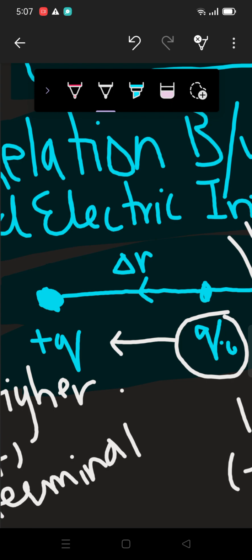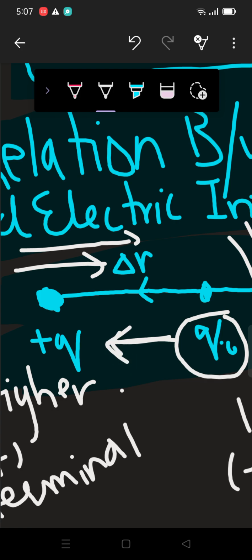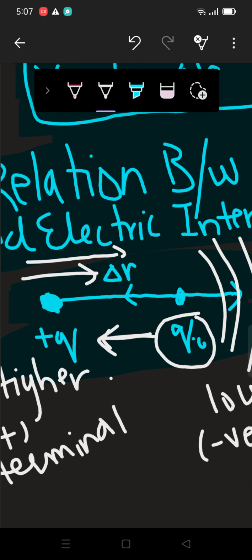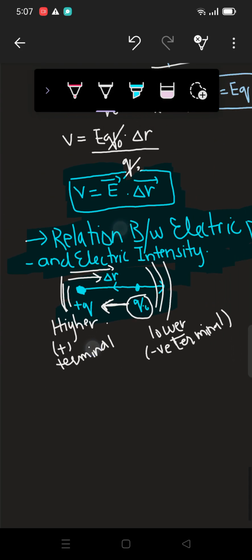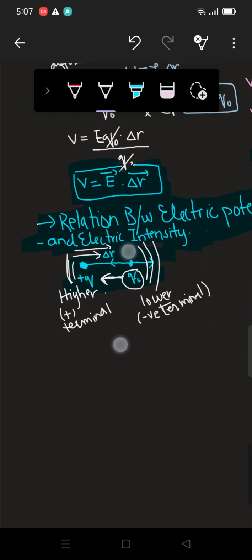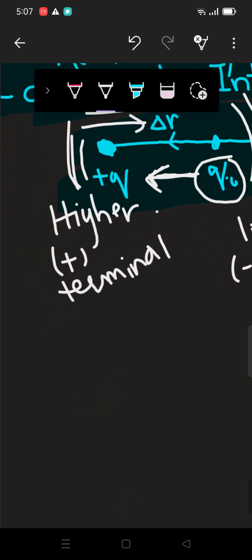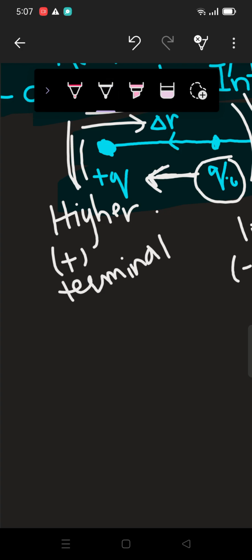We know that the electric field would be like this, but it is moving in this direction, so it is moving against the electric field. So work done in moving a test charge from lower potential, here we have lower potential, to the higher potential against the electric field, this is what we call the potential difference, right? So let me make you consider this, right? This is very easy.